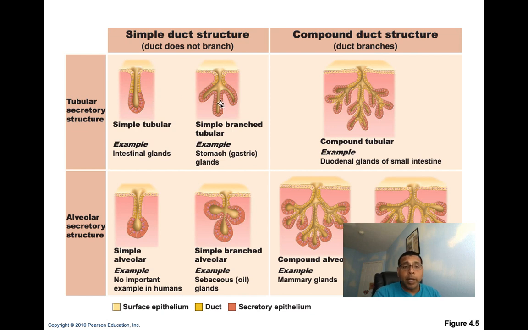Now, the second part is the secretory unit. The secretory unit can be either tubular, where you can see the secretory cells form tubes. Tubes, tubular. Or they can be alveolar, where the secretory cells form small flask-like sacs. Or you can have a mixture of the two. You can have tubulo-alveolar secretory units, where you see both tubular and alveolar.